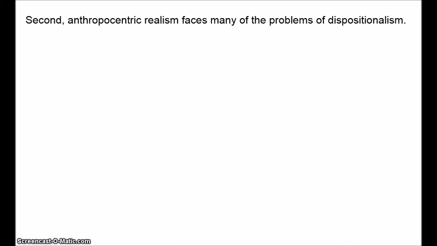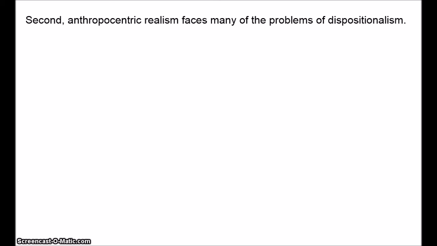And this leads us neatly to a second objection. Even if anthropocentric realism doesn't ultimately collapse into dispositionalism, it still faces many of the same problems as dispositionalism. Now, I'll deal with these problems when I come to the video on relational views, but just to give a brief example here. Anthropocentric realism requires us to specify normal observers and normal conditions, because human colour perception is not just one thing. Different people, even different people who are considered to have perfectly good colour vision, will see colours differently. There's a wide range of variance in colour perception.